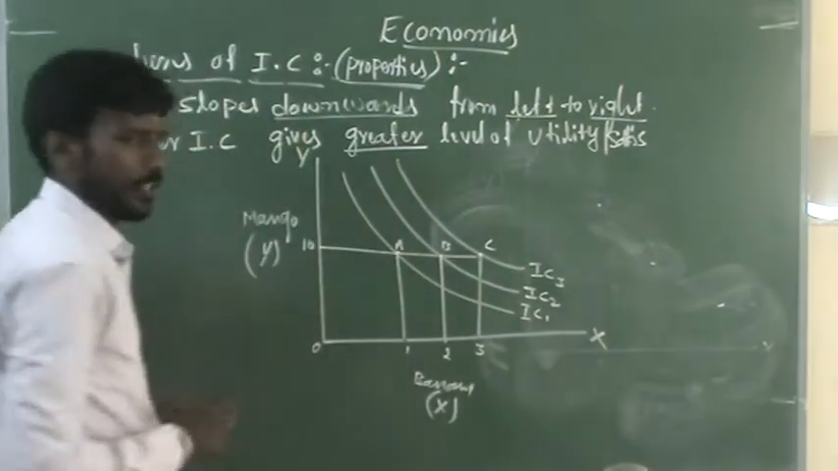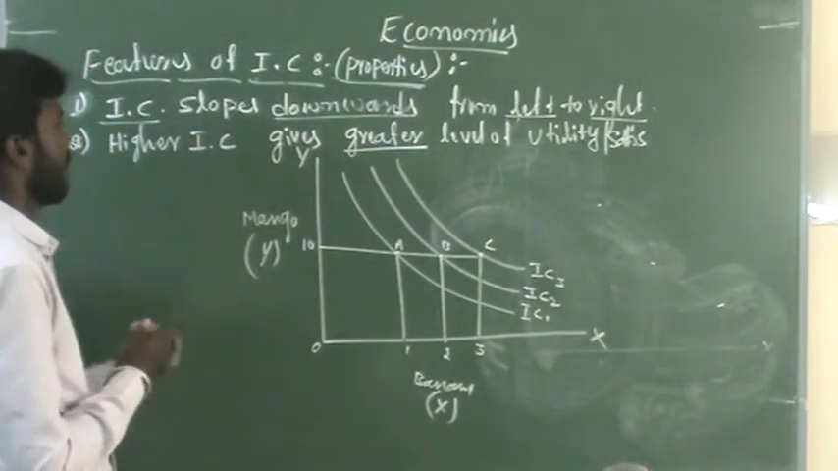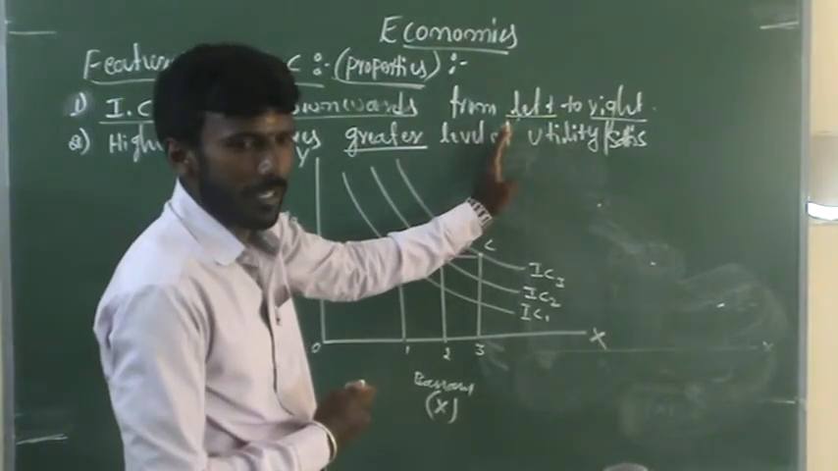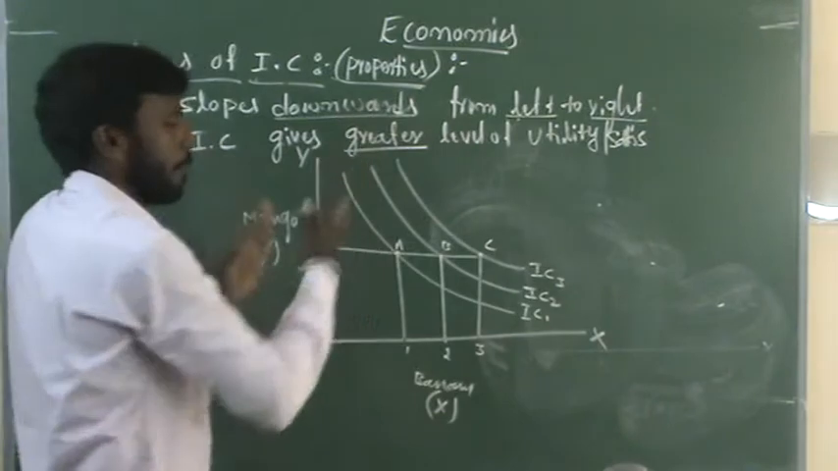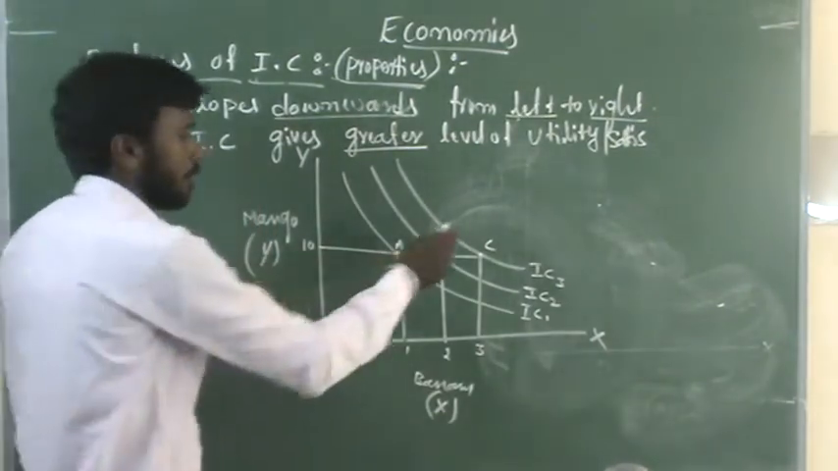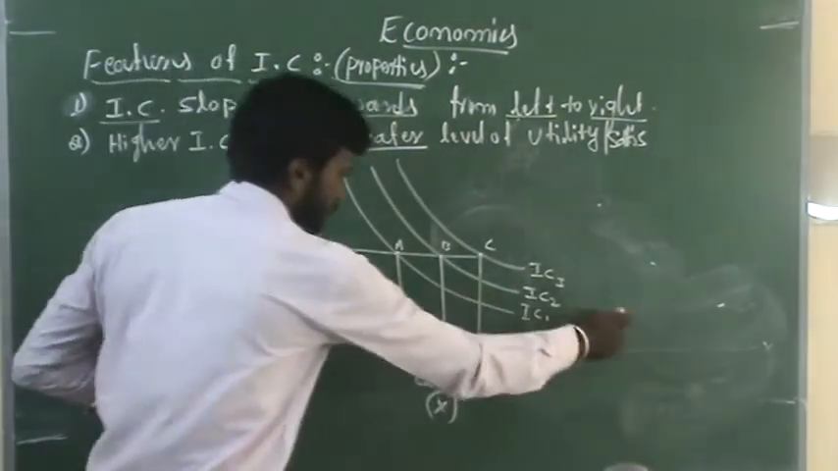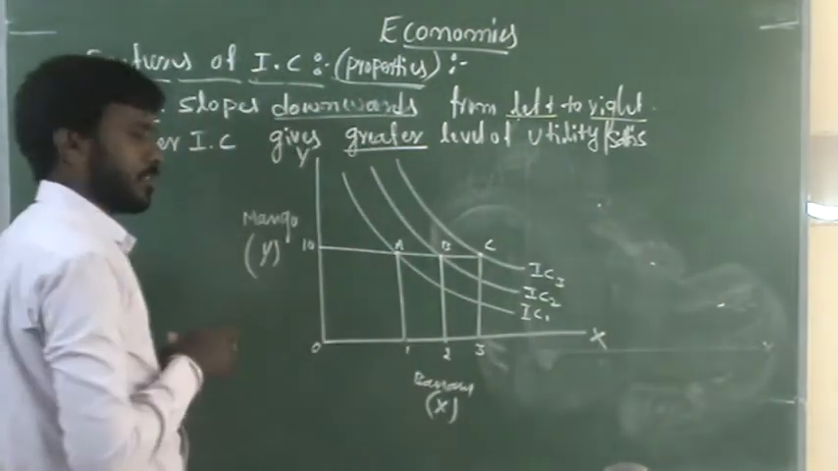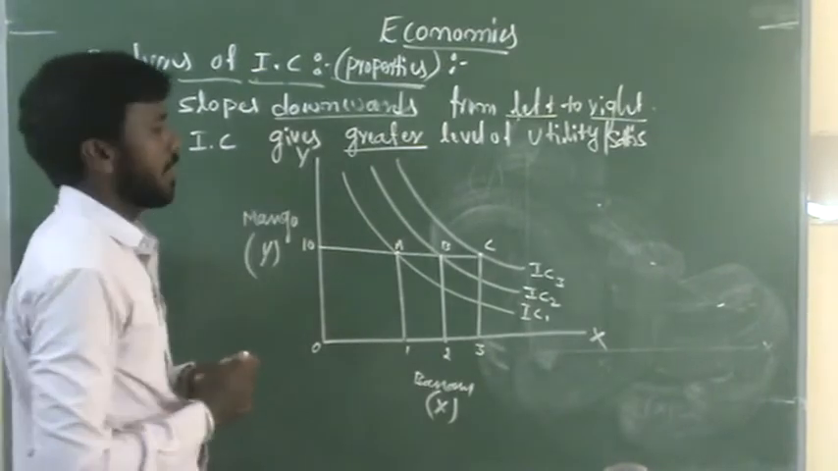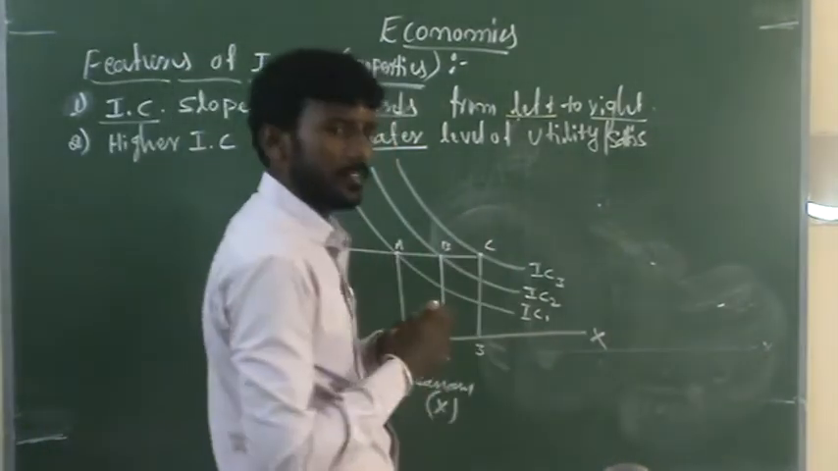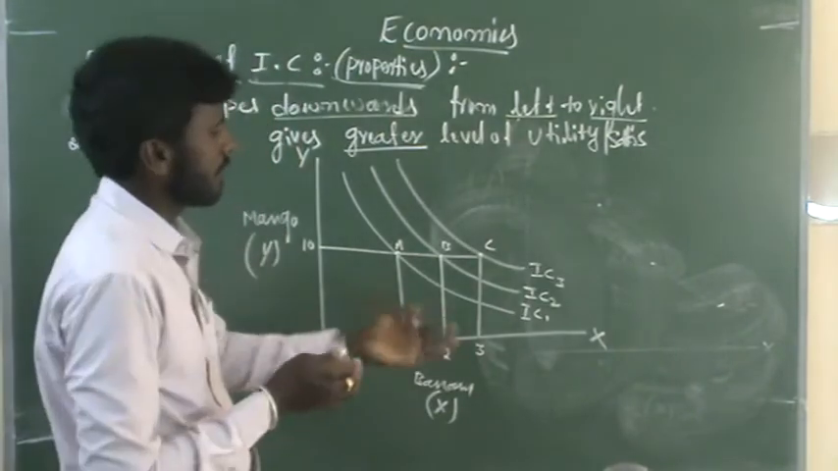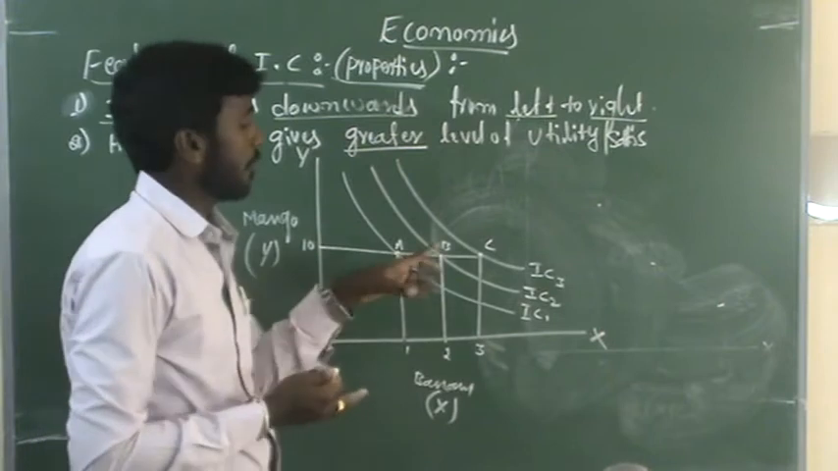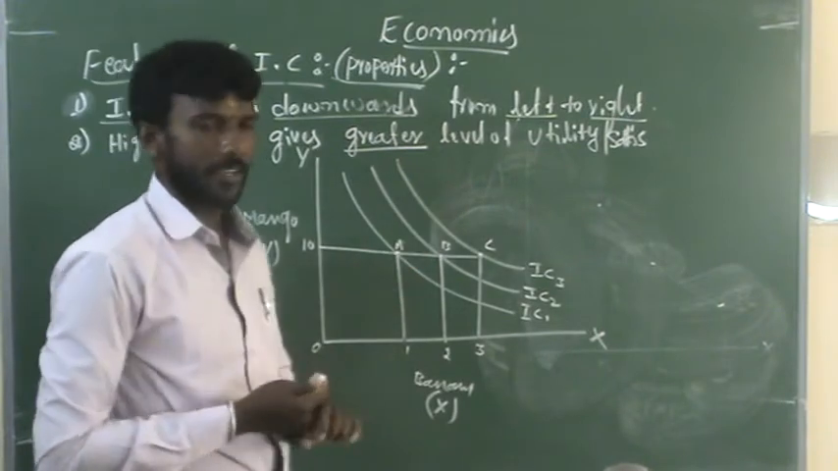See, simply once again I am going to explain the second property, that is, a higher indifference curve gives a higher or greater level of utility or satisfaction. Totally, this property we are now going to explain with the help of a small diagram. The x-axis represents banana and the y-axis represents mangoes. Here in this diagram we are seeing three different indifference curves, IC1, IC2, IC3. Point A lies on IC1, point B lies on IC2, and point C lies on IC3.